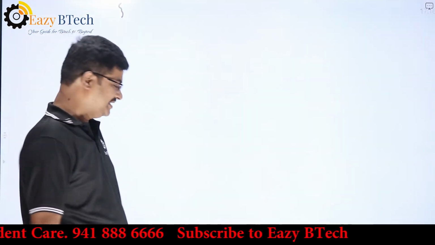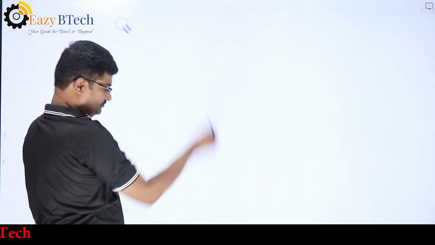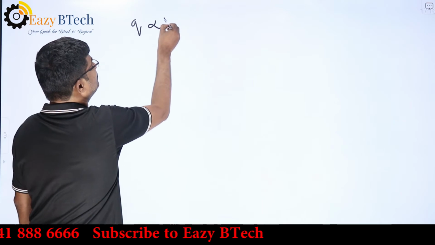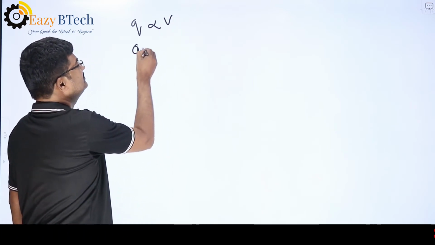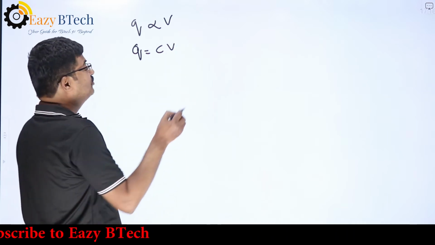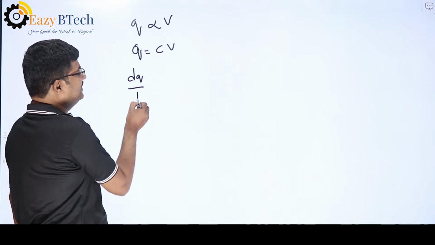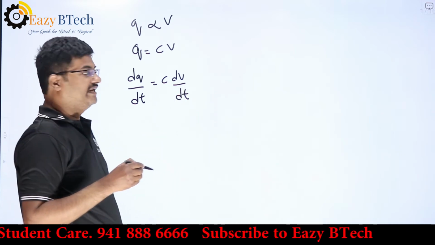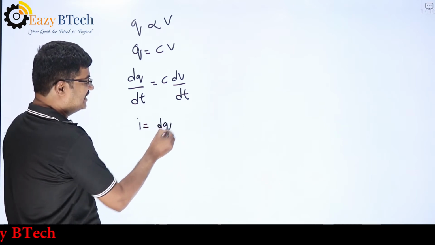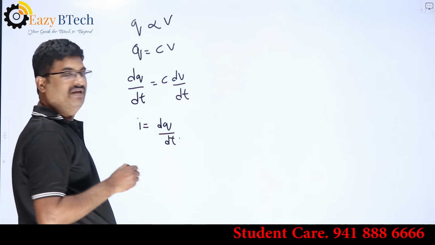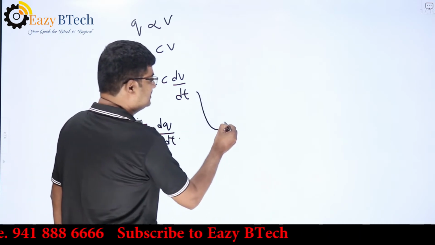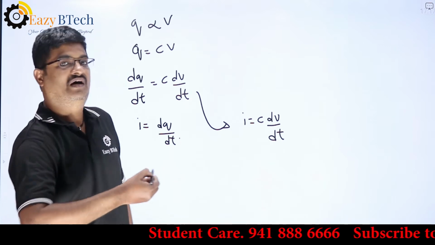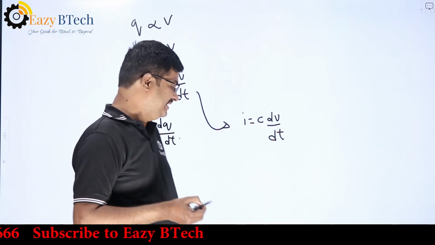So today we'll be discussing capacitors connected in series and parallel. We have seen the charge in a capacitance is directly proportional to the voltage. To remove this proportionality constant, Q is equal to CV. Differentiating both sides with respect to time, dq by dt is equal to C dv by dt. But I know that current is charge flowing per unit time, so in place of dq by dt, I substitute I. This equation can be written as I is equal to C dv by dt. This is the current expression across the capacitor.